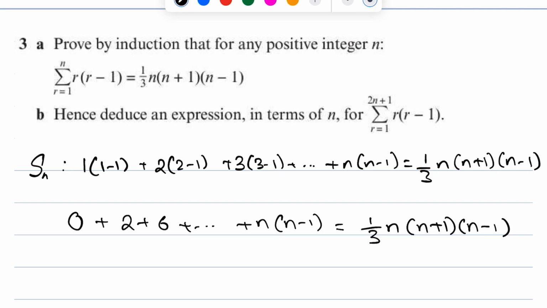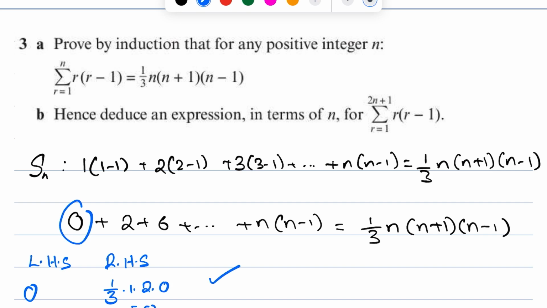So after finding the series, we should plug in n equals 1 in the left hand side. Which is nothing but what? 0. Now the right hand side also I plug in n equals 1. So it becomes 1 upon 3 times 1 times 2 times 0, which is 0. So therefore left hand side equals right hand side. Therefore the statement is true for n equals 1. I am not writing all the steps. These steps are automatically understood.